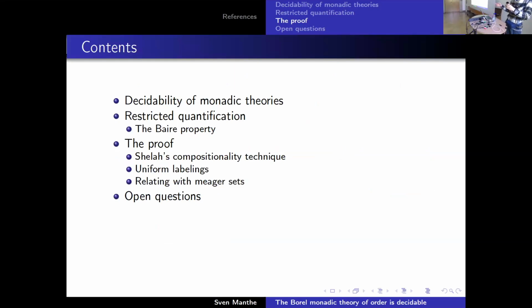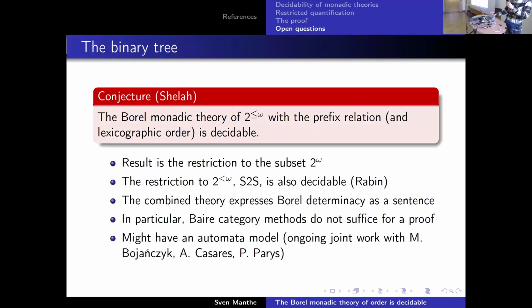Okay, so that's all I wanted to say about the proof. So maybe let's next pass to a few related questions. The first one is that there are two natural formulations of the Borel monadic theory. One is the Borel monadic theory of order we discussed before, but there is also a more expressive one, the Borel monadic theory of the binary tree.